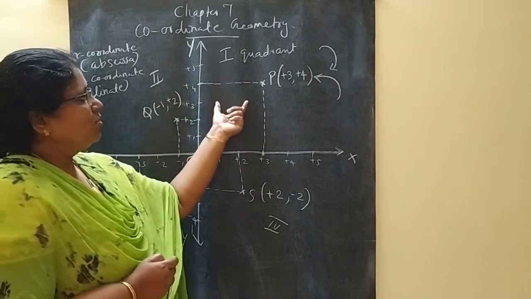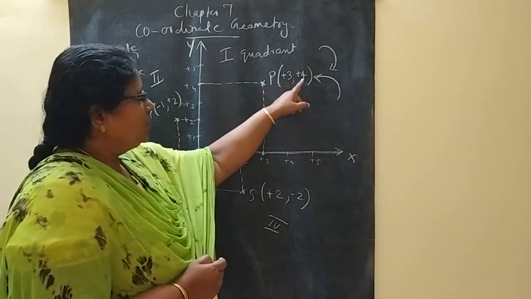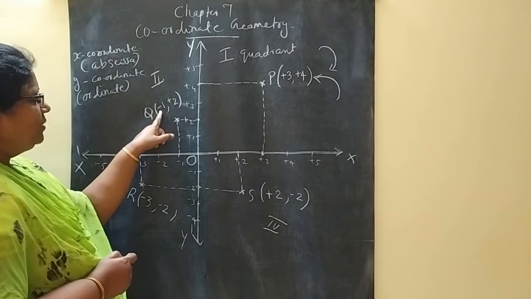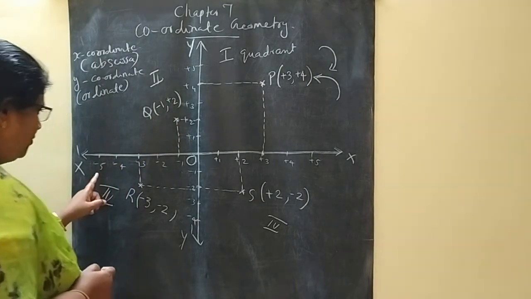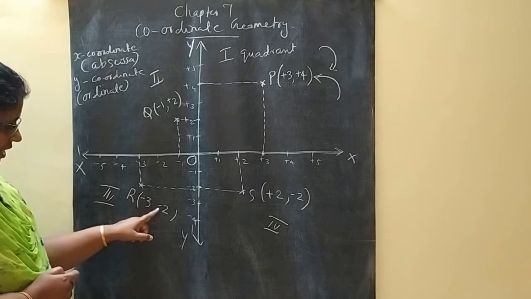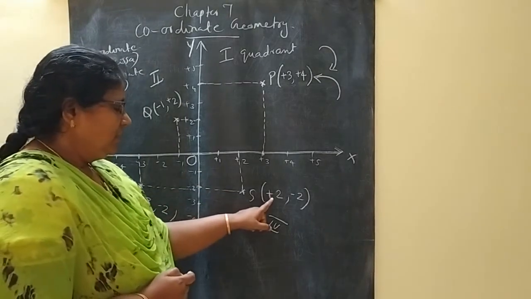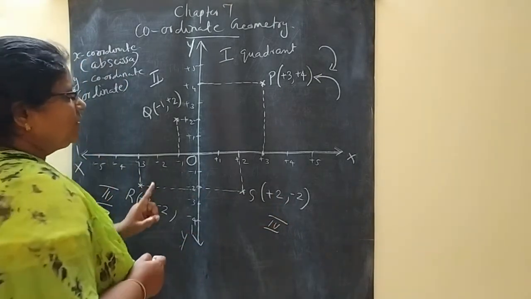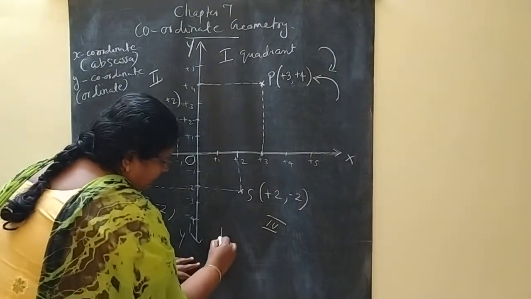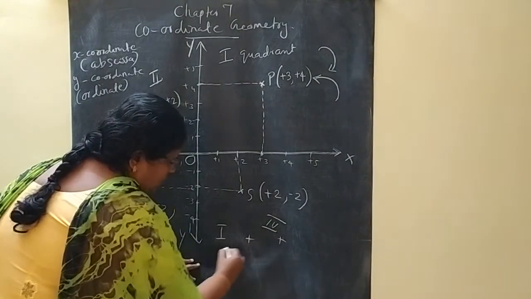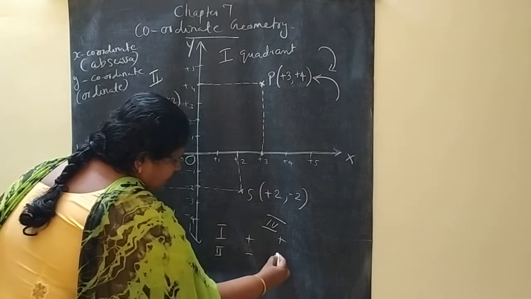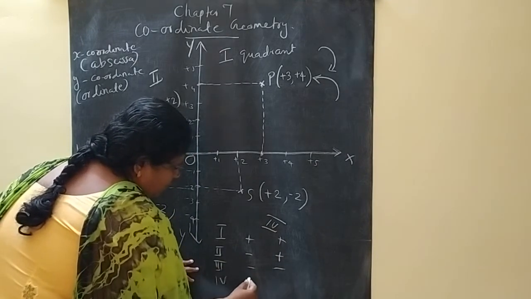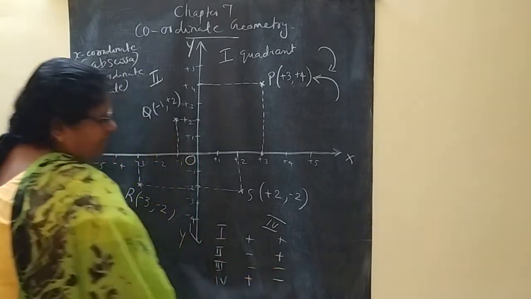Then in the first quadrant, both abscissa and ordinate are positive. In the second quadrant, abscissa is negative, ordinate is positive. In the third quadrant, both are negative. In the fourth quadrant, abscissa is positive and ordinate is negative. Okay, so that also you have to learn by heart. In first quadrant, both positive. Second quadrant, abscissa negative, ordinate positive. Third quadrant, both negative. Fourth quadrant, abscissa positive, ordinate negative.